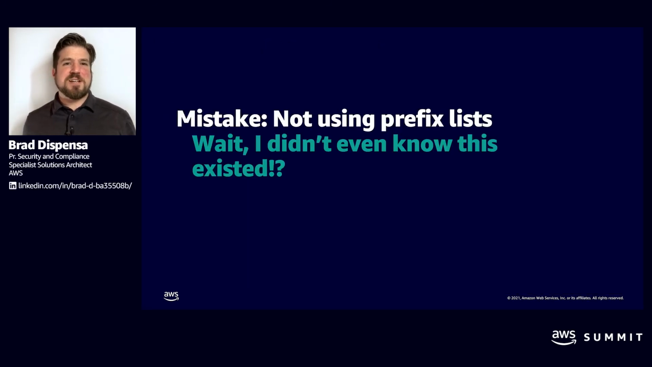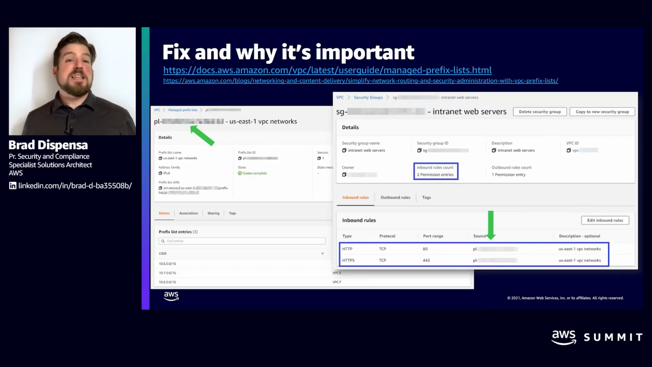The next mistake I see customers make is not using prefix lists. And, "Wait, I didn't even know this existed." This is an incredibly powerful function that customers don't know about, and one that we just don't, candidly, speak enough about. Prefix lists allow you to create lists that contain CIDR blocks that can be used in other security groups.